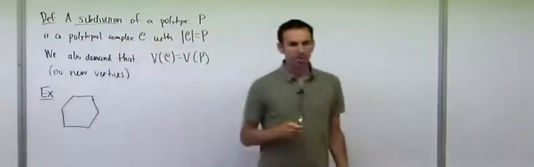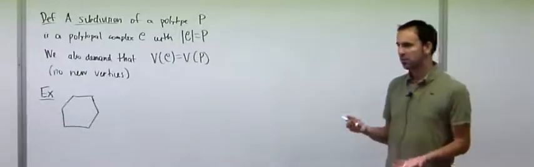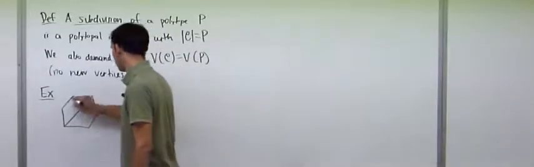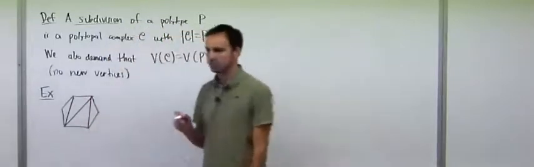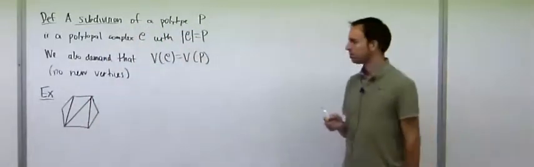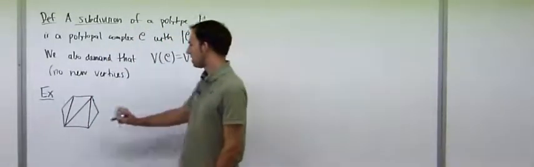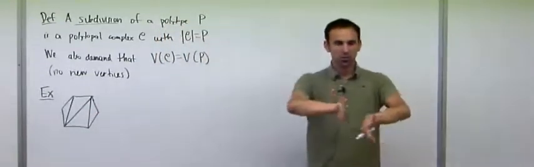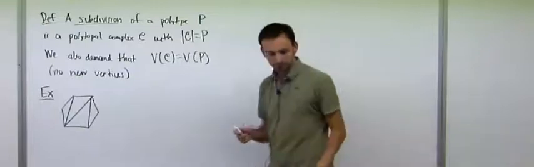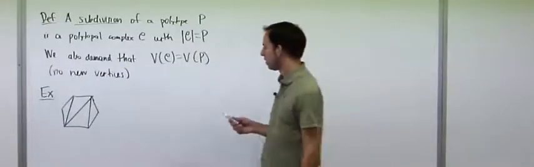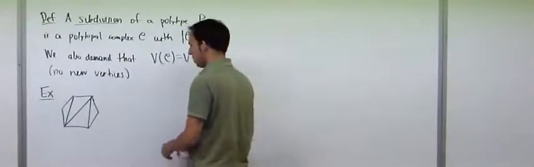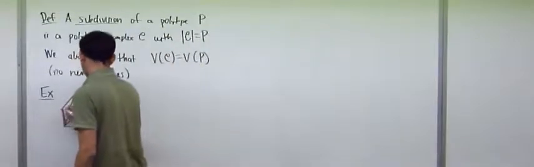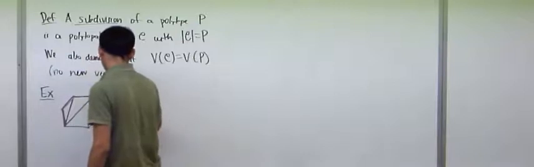So for example, if I have a hexagon, then a subdivision is something like this. Where all of these triangles are filled in, and you see that all the triangles are glued face to face. That's an example of a subdivision of this hexagon.